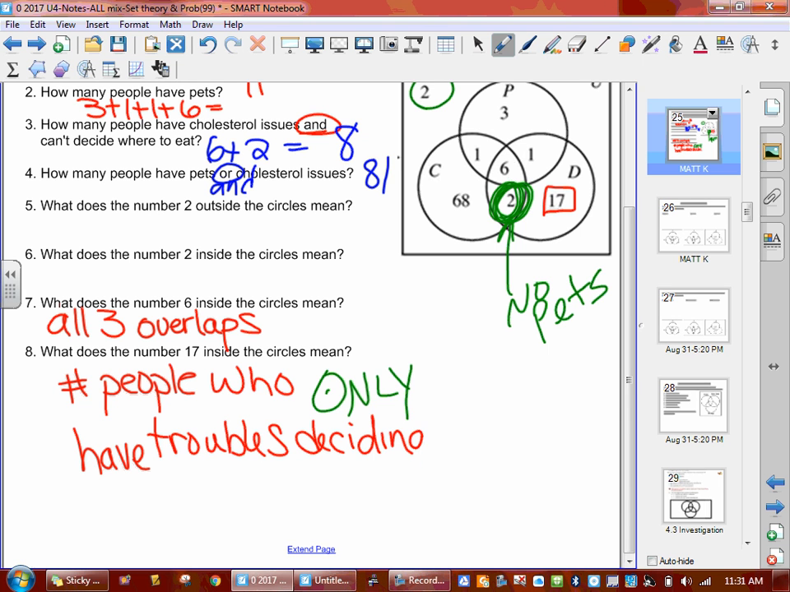Deciding where to go for dinner. Okay, so they're the ones that only have issues deciding what's for dinner.